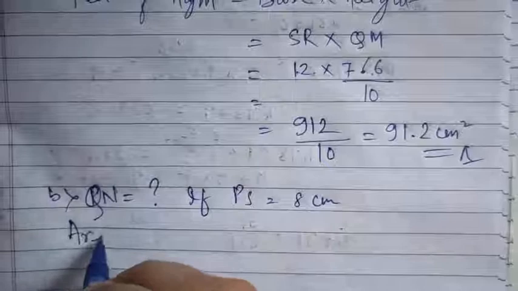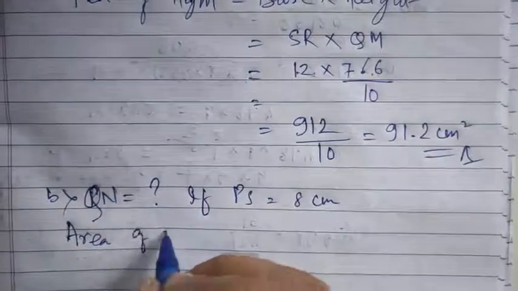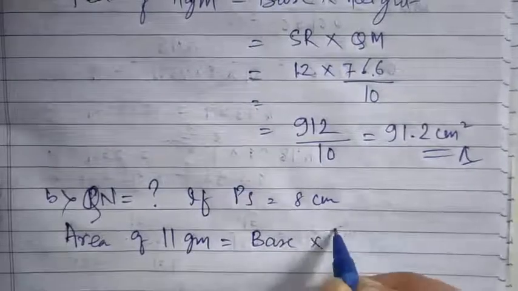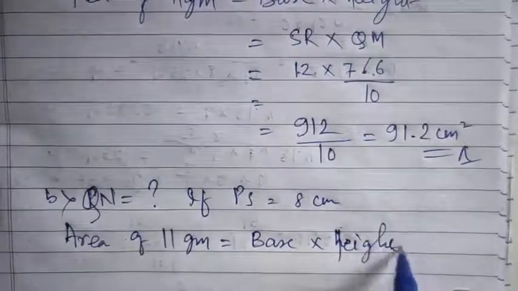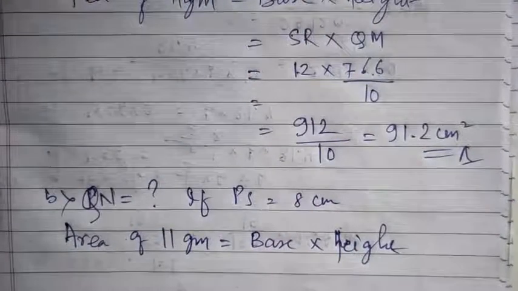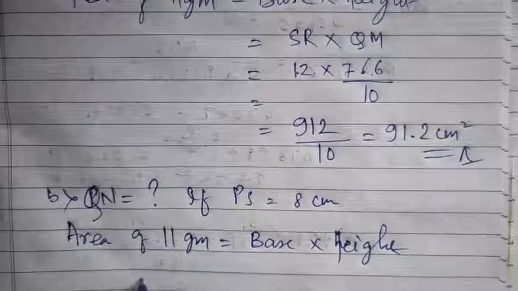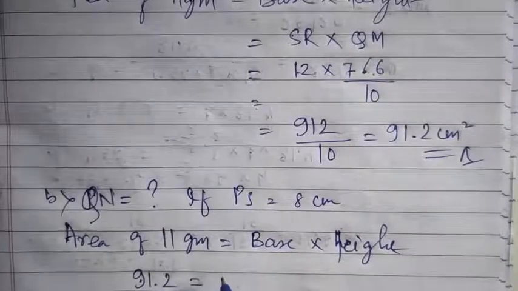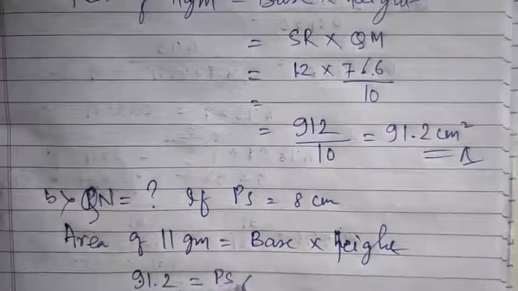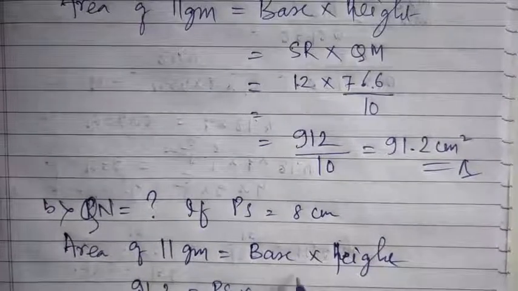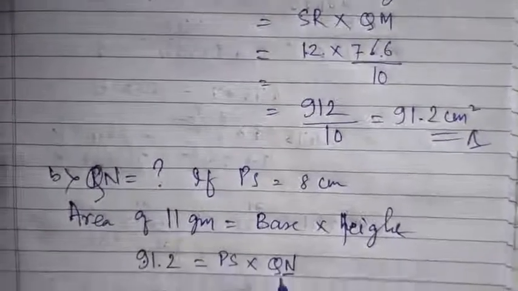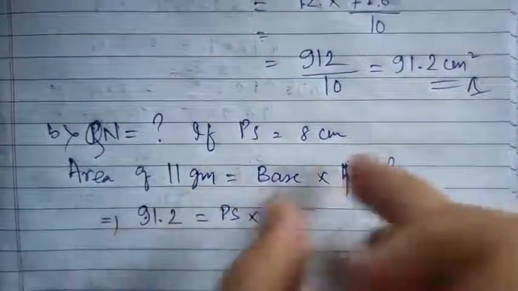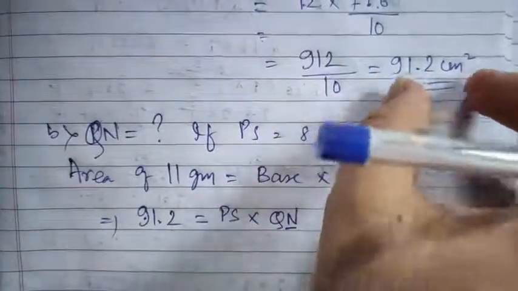So area of parallelogram is equal to base into height or height into base. You got the area of parallelogram, that is 91.2. We may put the value is equal to, what is the base? The base here is PS, and what is the height? QN. That is what we have to find. The value I have already put. This is the value which we got.